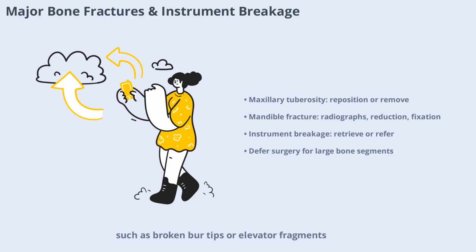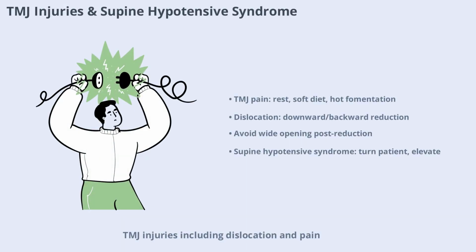Instrument breakage, such as broken burr tips or elevator fragments, should be retrieved if possible or referred to OMFS with debridement. TMJ injuries, including dislocation and pain, can occur during oral surgery, especially under general anesthesia or difficult extractions without jaw support. Pain is usually due to stretching of the capsule and is managed with rest, soft diet, hot fomentation, and analgesics. Dislocation is treated by pushing the mandible downwards and backwards, rotating the chin upwards. Patients should avoid wide opening for a few days.